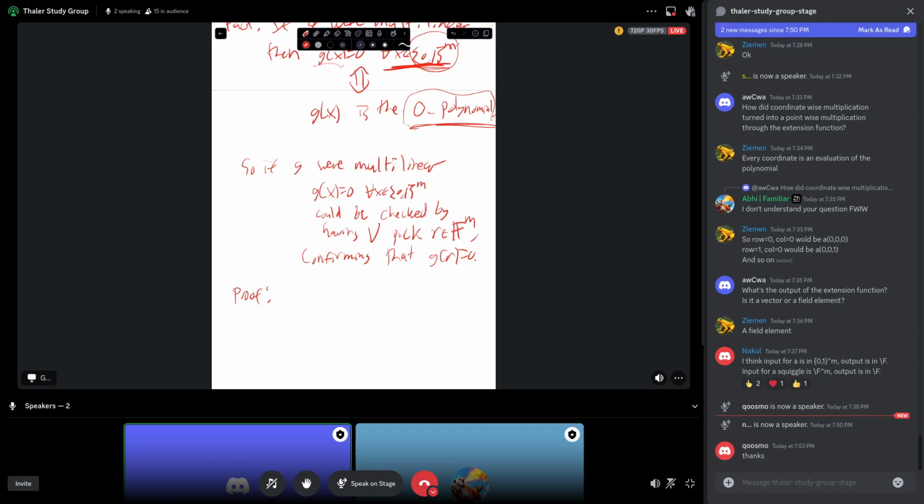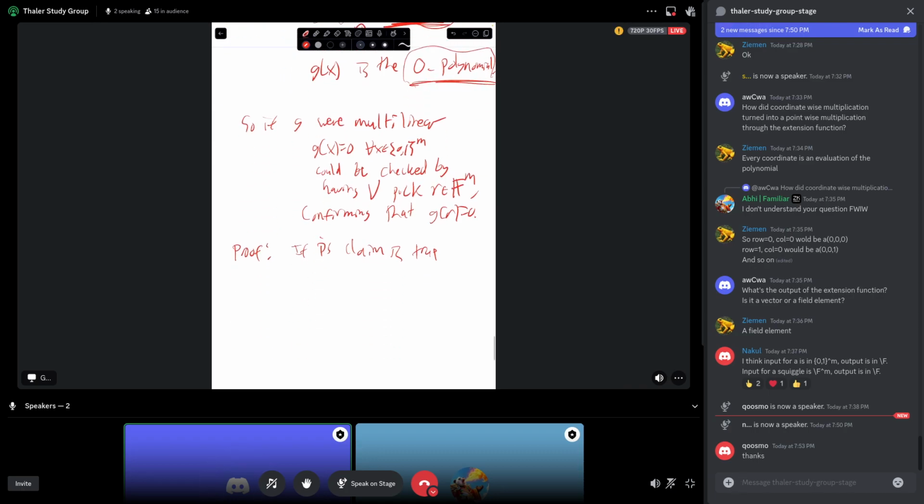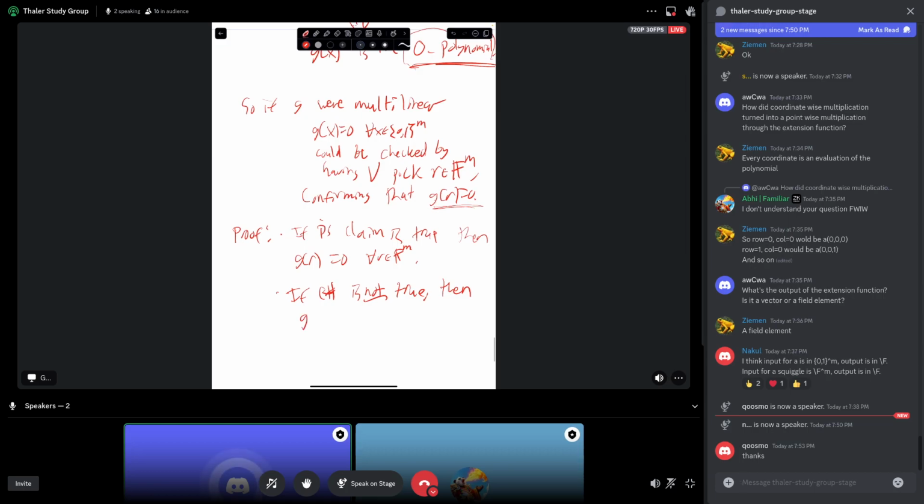why is this the case? If the prover's claim is true, that is g of x does equal 0 for all x in the hypercube, that's claim star. So if star is true, then g is the all zeros polynomial, and so g of r evaluates to 0 for all r in the whole field. And if the prover's claim is not true, then g is a multilinear polynomial that's not the zeros polynomial.